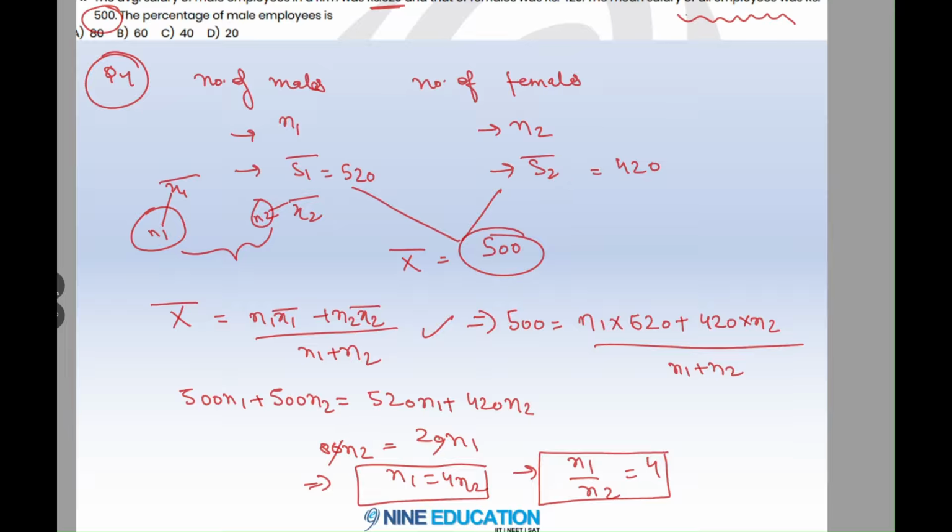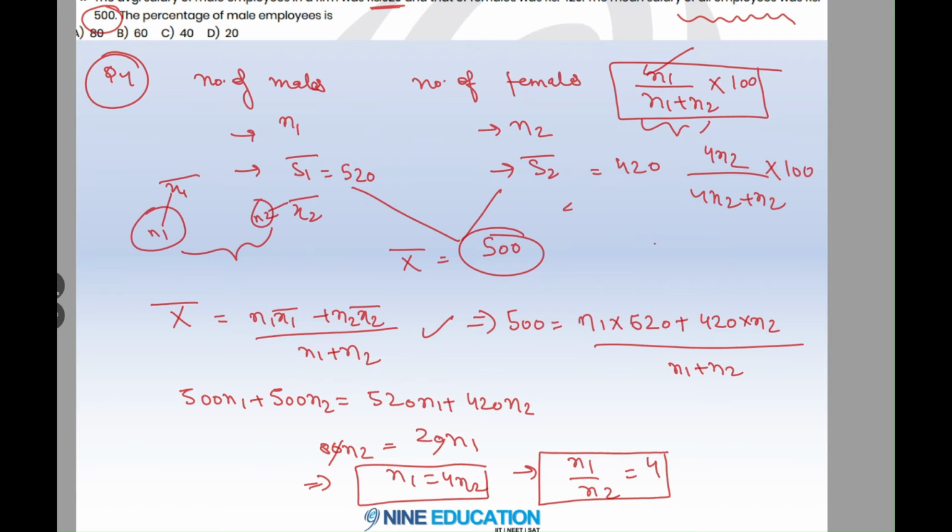Now what we have to find is the percentage of male employees. Percentage of male employees is given by N1 by N1 plus N2 into 100. This is the percentage of male employees, basically the number of males by the total number of persons into 100. Now N1 we can keep as 4 into N2. Let's keep N1 as 4 N2 into 100. So that is 4 by 5 into 100. So the male percentage is 80%, which is option A.